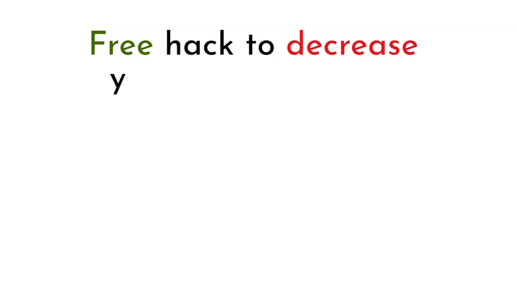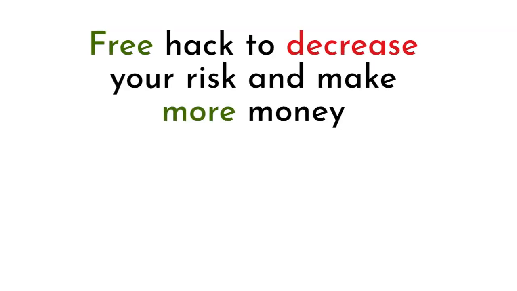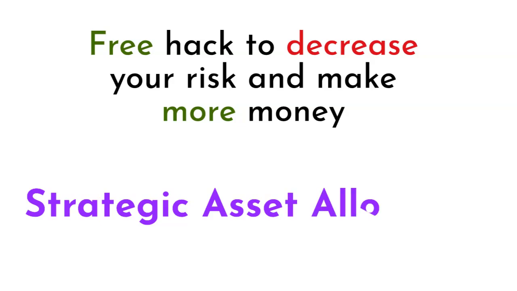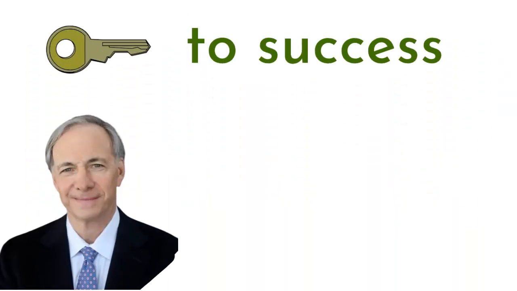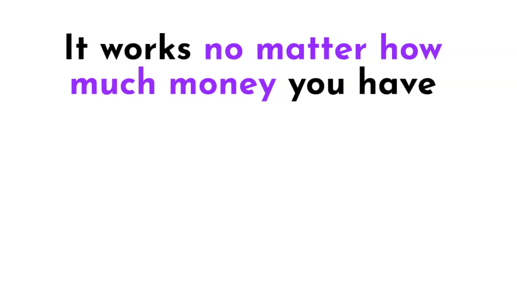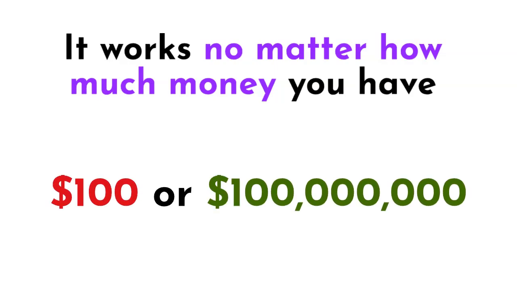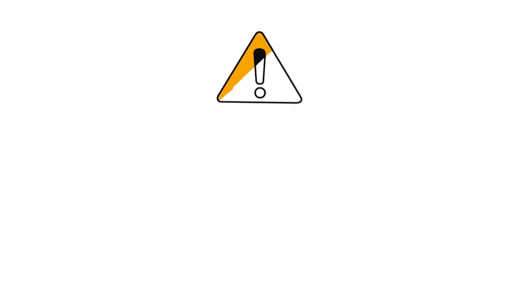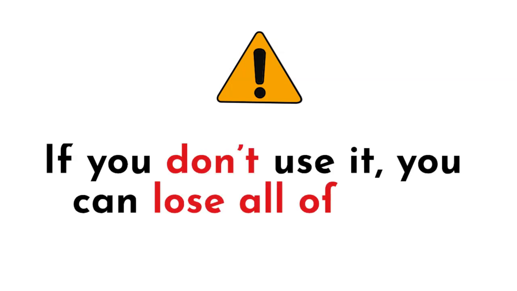Do you want a free hack to decrease your risk and make more money? This hack is called strategic asset allocation. It is the key to success for the super rich like Ray Dalio, Warren Buffett, and Paul Tudor Jones. The beautiful thing about this hack is it works no matter how much money you have, $100 or $100 million. However, the ugly thing is if you don't use it, you can lose all of your money.